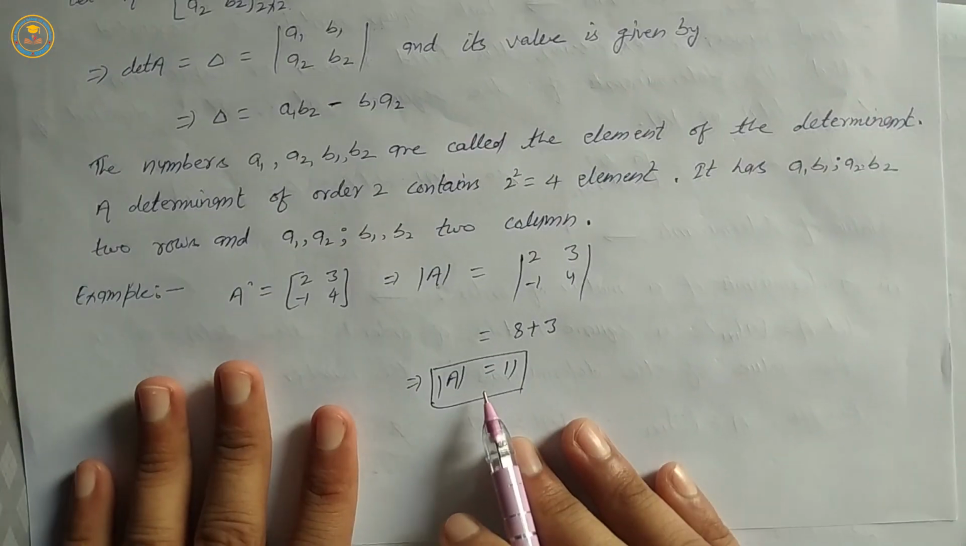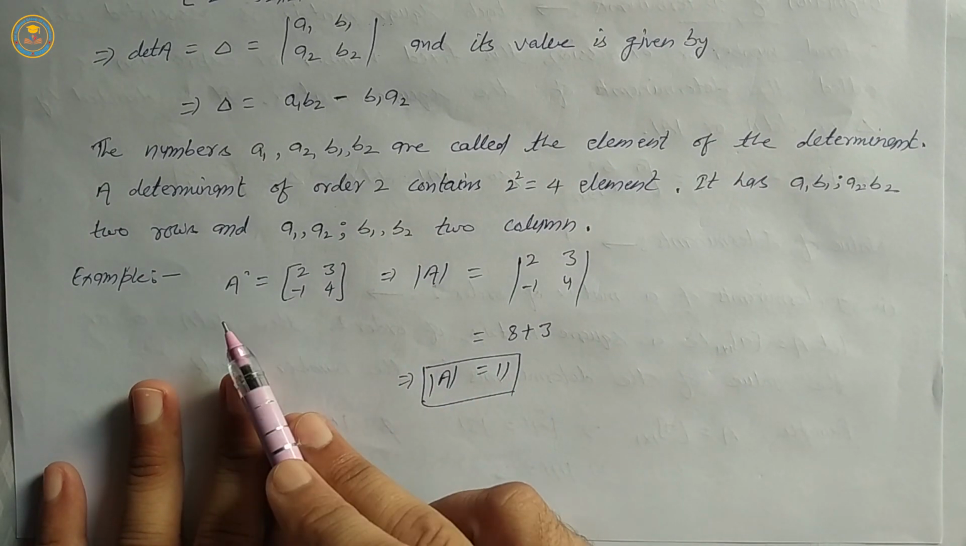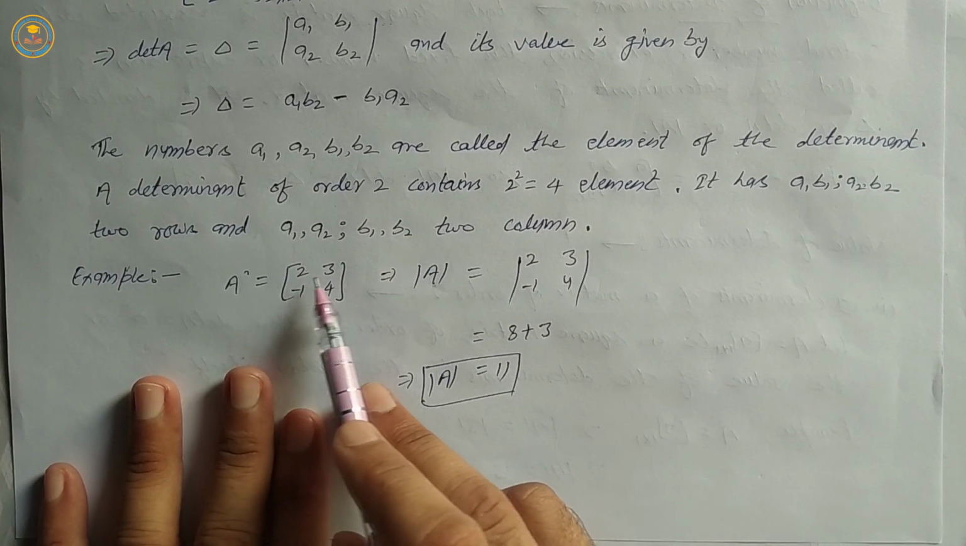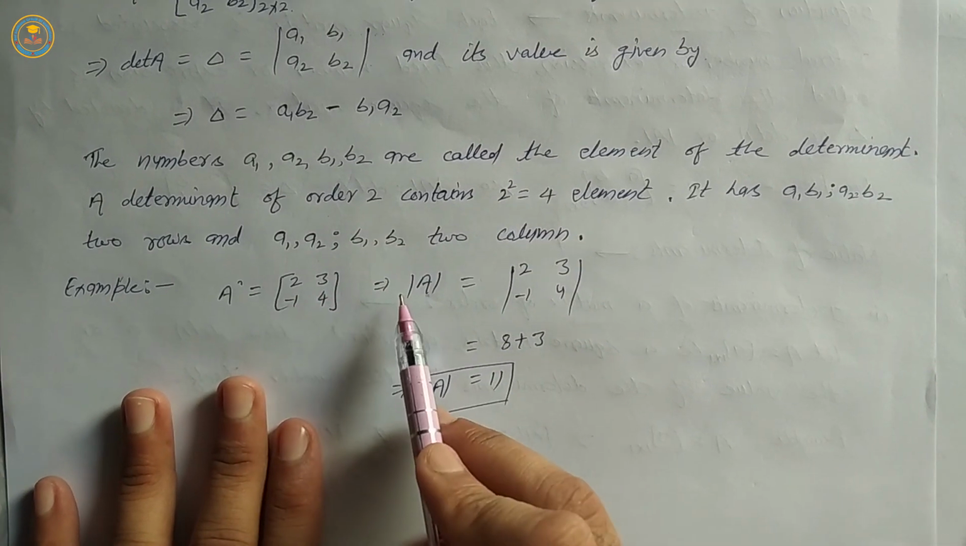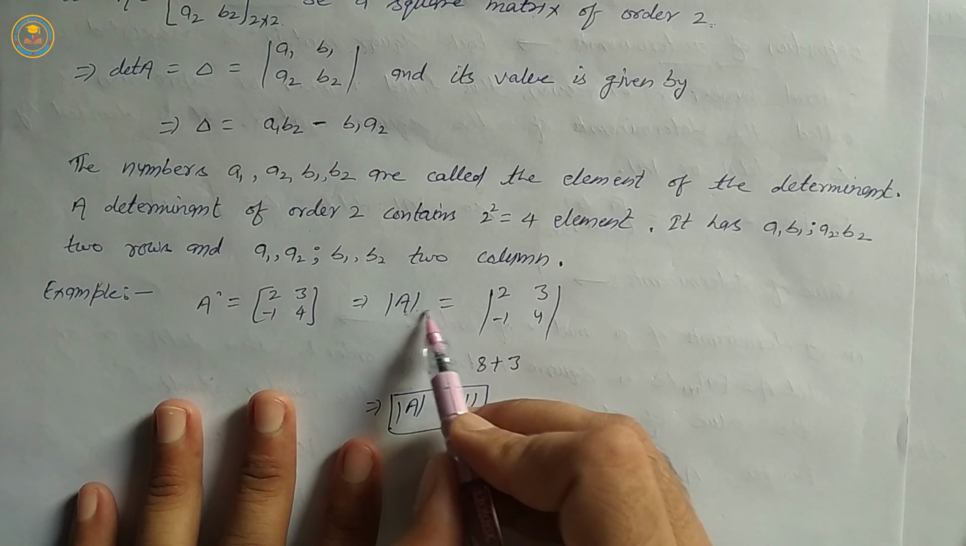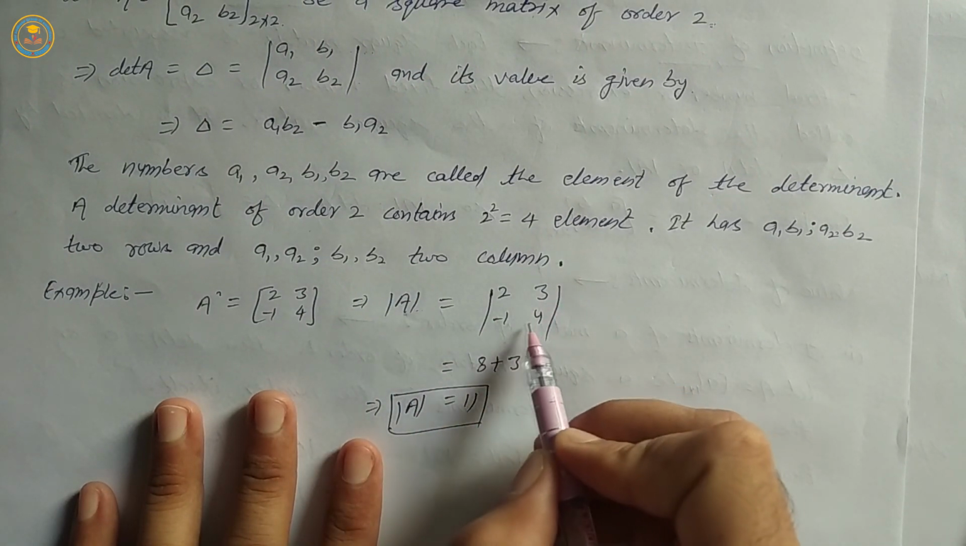For example, matrix A equals 2, 3, -1, 4 implies the determinant of A is equal to the determinant of 2, 3, -1, 4.